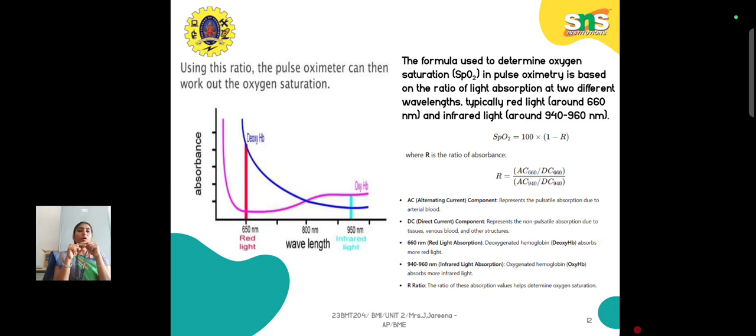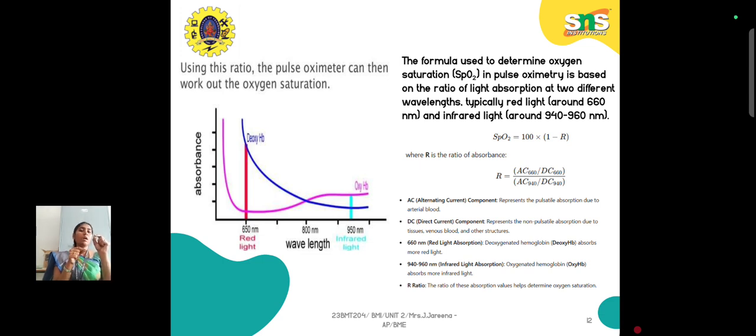So inside the finger you have both arterial blood and the venous blood. You are not focusing only on the arterial blood. That is the reason you are having the two curves. One is arterial, another one is venous. Okay, so if you do the plot, there are two wavelengths you are focusing on here. One is red light, that is 650 nanometer, another one is 950 nanometer, that is infrared light.